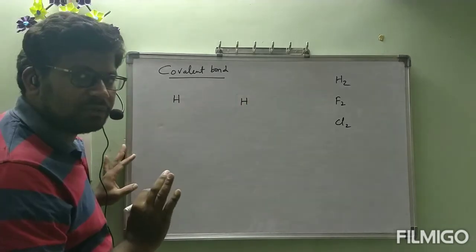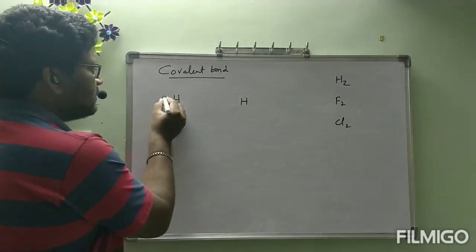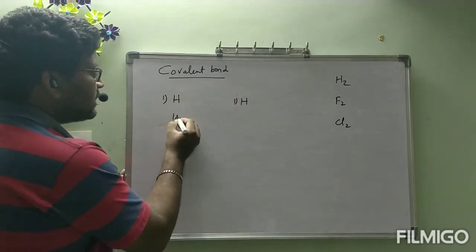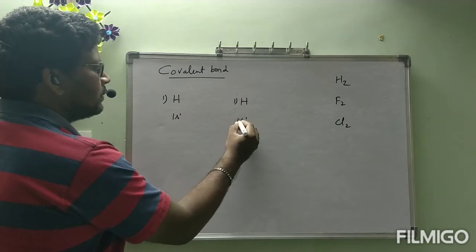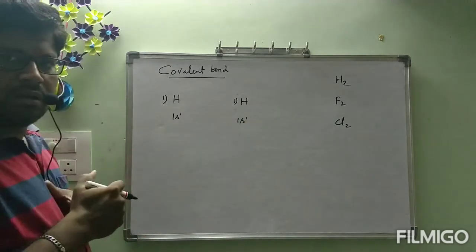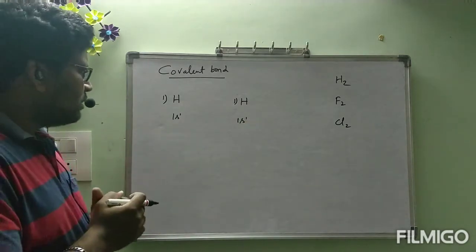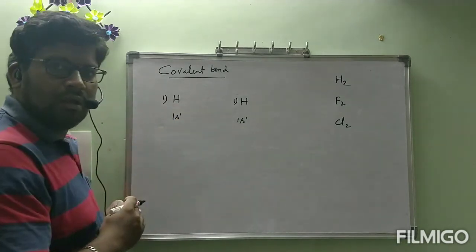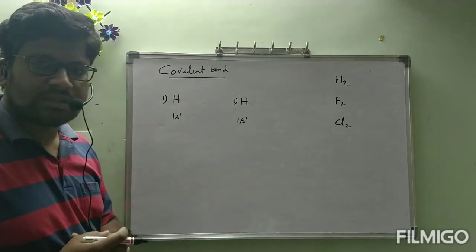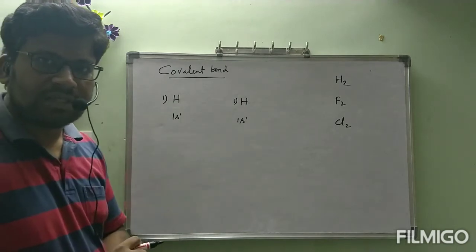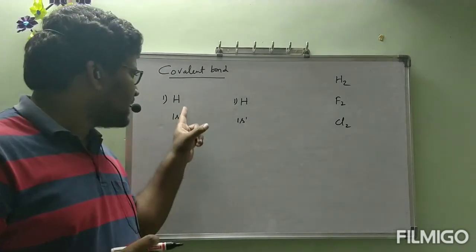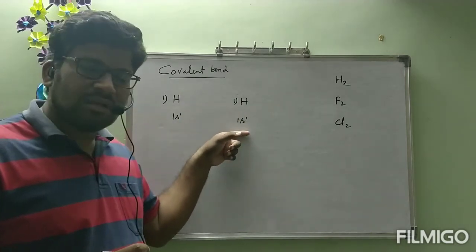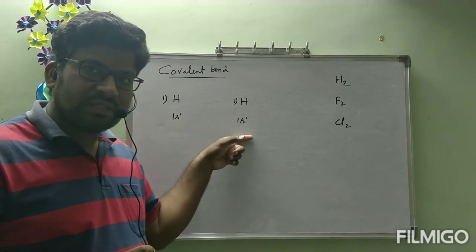Two hydrogen atoms I took. What is the atomic number of hydrogen? 1. Electronic configuration 1s1. Okay, then if this hydrogen loses this electron, this hydrogen will get two electrons. So it will get helium configuration. Very good. If this hydrogen loses this electron, this hydrogen will get two electrons and it will get helium configuration.